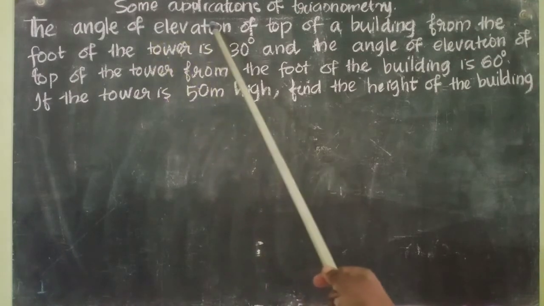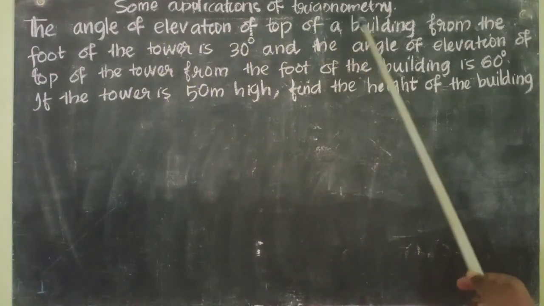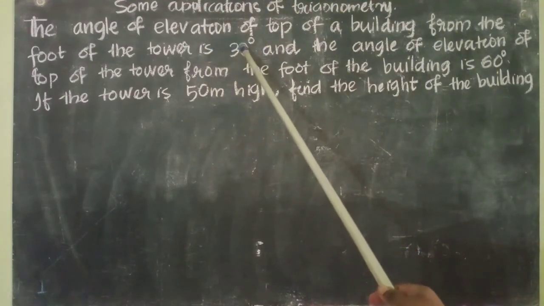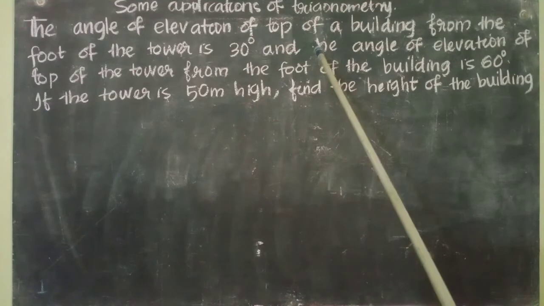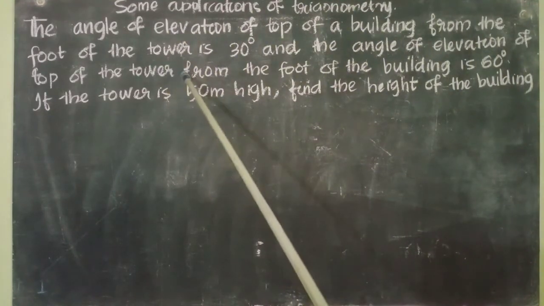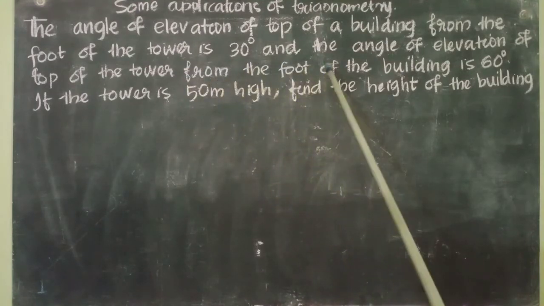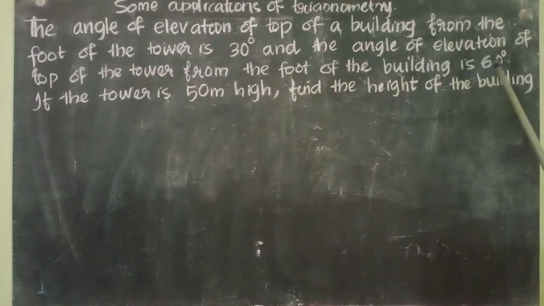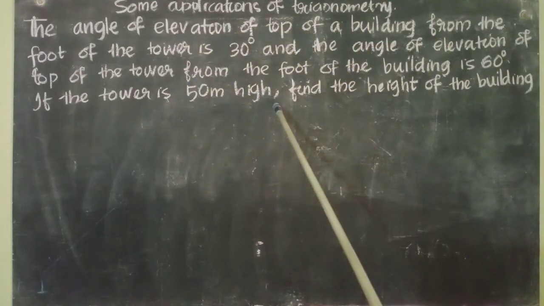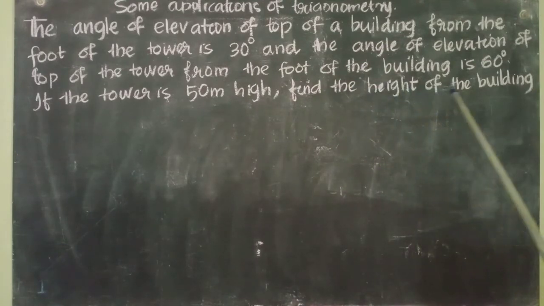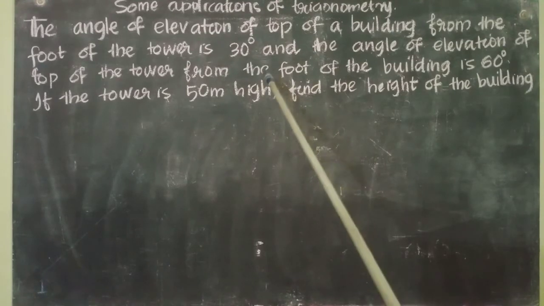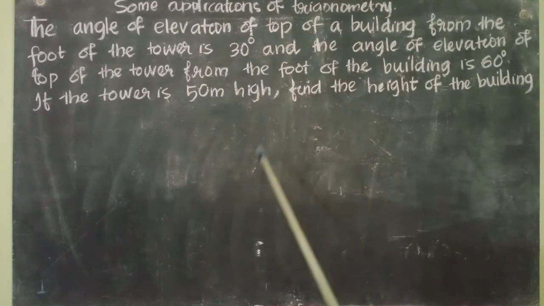The angle of elevation of the top of a building from the foot of the tower is 30 degrees, and the angle of elevation of the top of the tower from the foot of the building is 60 degrees. If the tower is 50 meters high, find the height of the building. First, let us draw the figure based on this information.